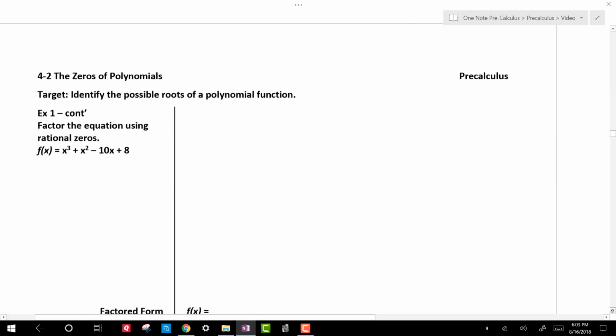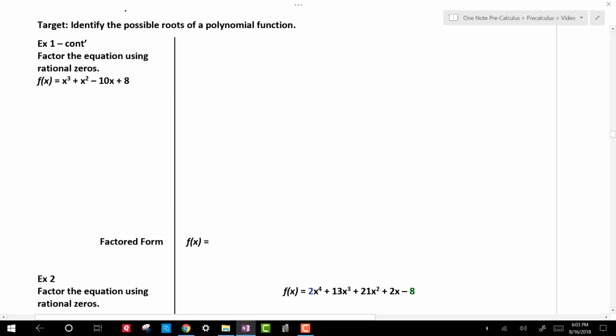Okay? So I'm gonna take my factor of x minus 1. So I'm gonna use x equals positive 1 as my divisor. I'm gonna list out all my coefficients: 1, 1, negative 10, and 8. I'm gonna do some synthetic division here. Now I should end up with 0 if I did my math right. So I'm gonna drop down 1. 1 times 1 is 1. Add them up, you get 2. 1 times 2 is 2. Add them up, you get negative 8. 1 times negative 8 is negative 8. And I was right. I got a 0.